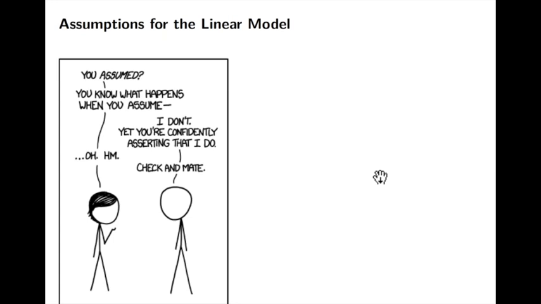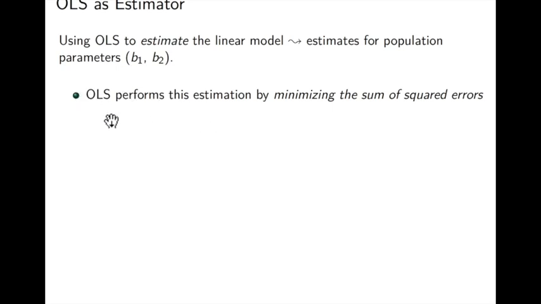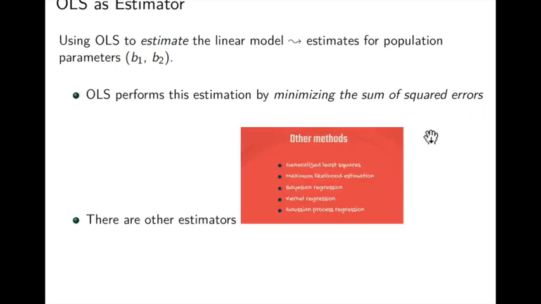Okay, so ordinary least squares is one way of coming up with those estimates. What are the assumptions underlying that estimation? So ordinary least squares as an estimator: we can use ordinary least squares to estimate the linear model. That is to say, it gives us a way of estimating parameters, beta 1, beta 2, beta naught. How does ordinary least squares do this? It does it by minimizing the sum of the squared errors. Now, I should say that there are other ways of doing estimation. There's generalized least squares, maximum likelihood methods, Bayesian methods, and whatnot. So this is a way of coming up with guesses, with estimates.